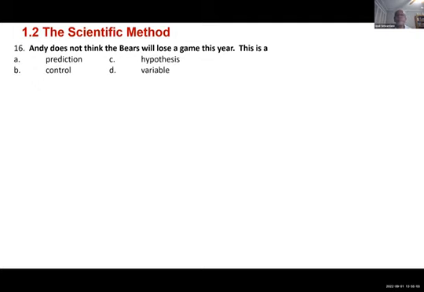Control is a variable that you keep constant in an experiment. Is it A? Yeah, A is the correct answer. Control is when you do the experiment in one group that doesn't get the variable. The temperature is not changed or the drug is not given. A placebo group is a control group.